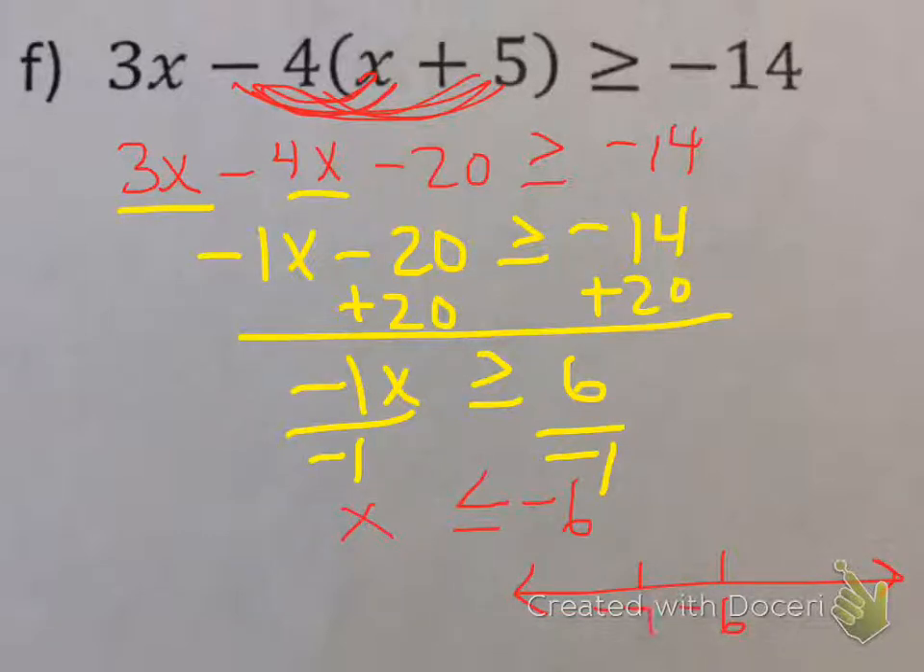This direction would be negative 7, negative 8. This direction would be negative 5, negative 4. We're going to be a solid dot at negative 6 because of the equal to sign. And we're going less than direction because it says my x's are less than or equal to that. So less than would be to the direction where those negative numbers are getting bigger.